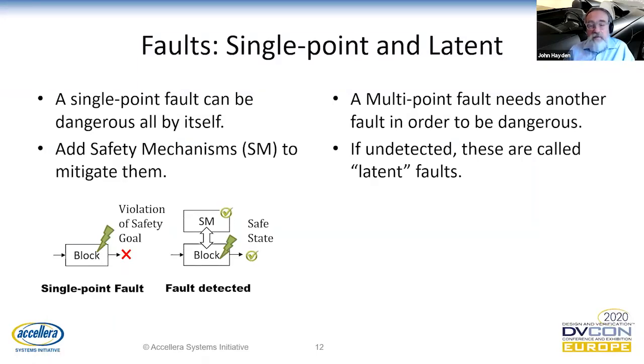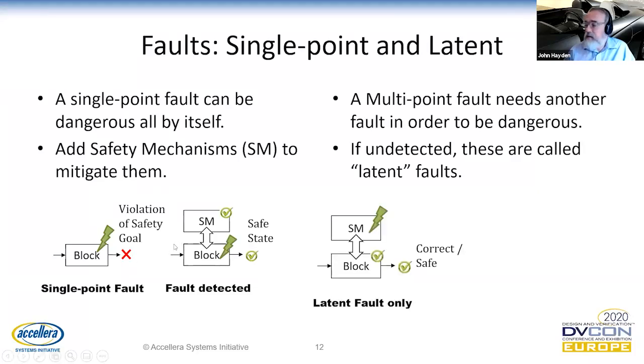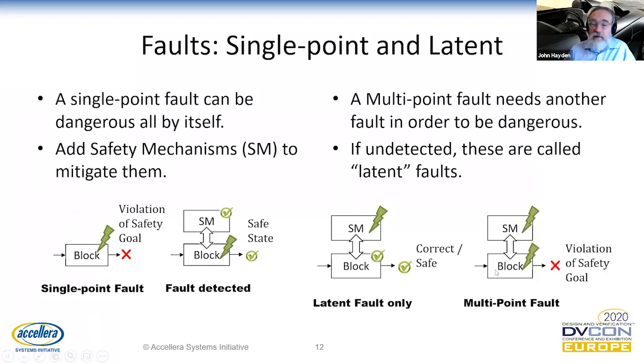And then what we do for all of the faults is we say, even if they can't lead to a violation by themselves, is there some other fault somewhere that might cause it to violate a safety goal? And sometimes these are faults in the safety mechanisms themselves, where if the safety mechanism breaks, the primary function continues to work, but that fault just sits there waiting. We call that potentially a latent fault if it's not controlled, because if a fault in the primary block now occurs, you would violate the safety goal. And so, we are obligated to analyze both single point faults and latent faults.